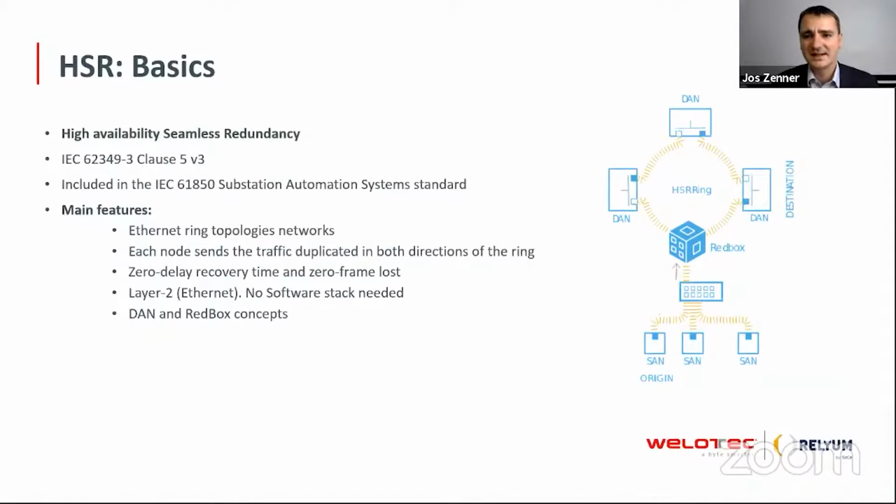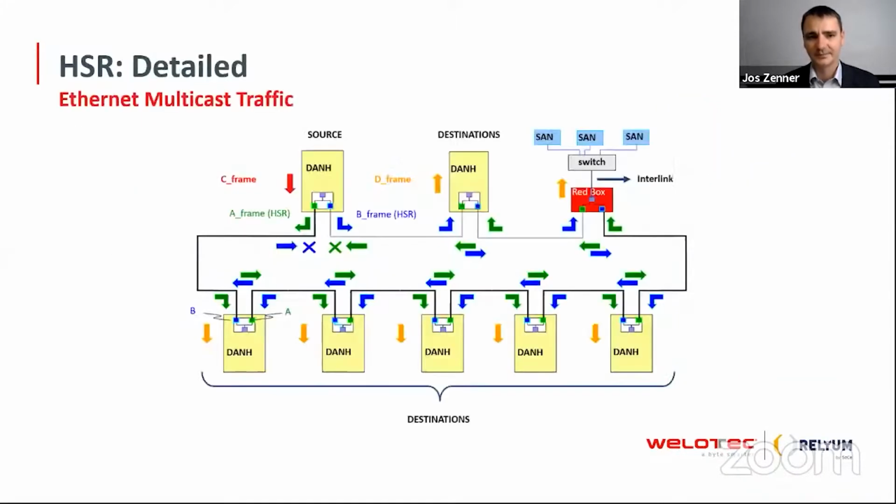So each node is sending the traffic to both sides, and at the same time you can also connect the single attached nodes over a switch and a RedBox and bring them inside. So even normal Ethernet devices that do not support HSR can be connected using a RedBox. One important thing about HSR is also that it's a layer 2 Ethernet protocol and that you don't need any software stack. Okay, Alicia, can you take over here?